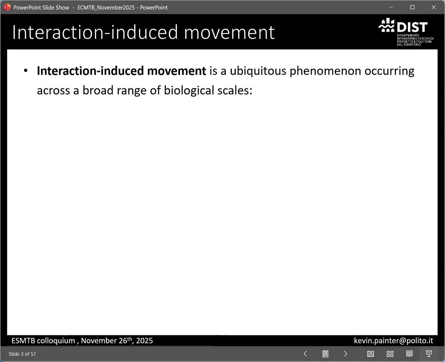So the type of things that I'm interested in modeling are what I guess we would call interaction-induced movement. This is a ubiquitous process that happens across a whole range of biological scales and is where the interaction between individuals induces some sort of movement response.